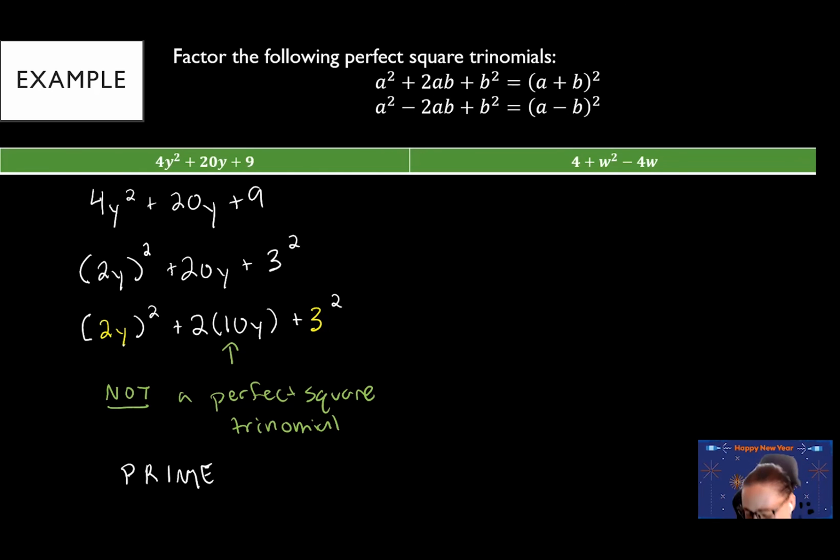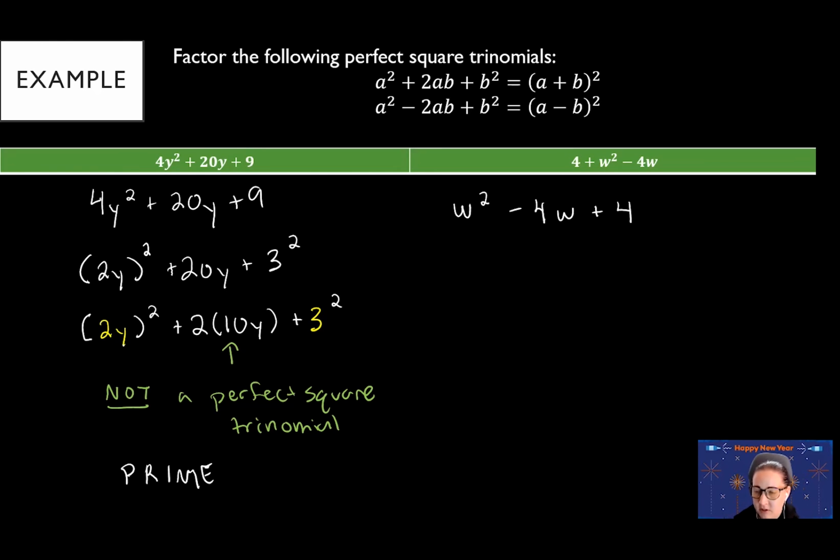Okay. So I've got 4 plus w squared minus 4w. We have to rearrange this before we check. I have to put that w squared first, because in its current order, it's not going to be in the right order to determine if it's a perfect square trinomial. So I put w squared first, then the minus 4w, and then plus 4 at the end.